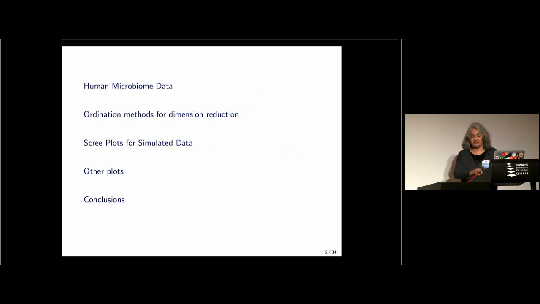So what I'll do is give you an idea of what human microbiome data, what the structure looks like, what people use, mainly ordination methods for dimension reduction. This is classical multivariate stuff, where we know about Scree plots. Lots of people use Scree plots, but that doesn't really seem to work very well with these sparse high-dimensional data. And we really don't have any other ways that I know of thinking about this. So some of the other plots that we've been playing around with.